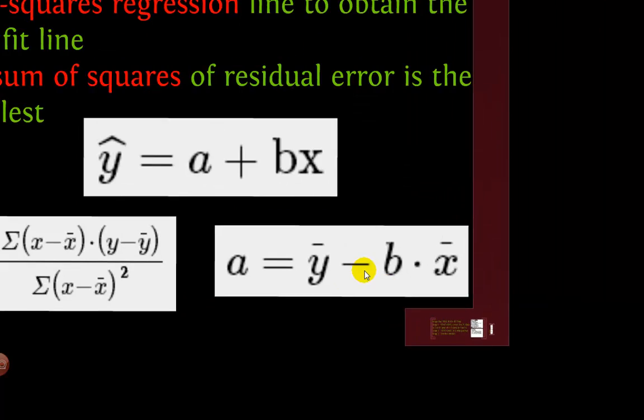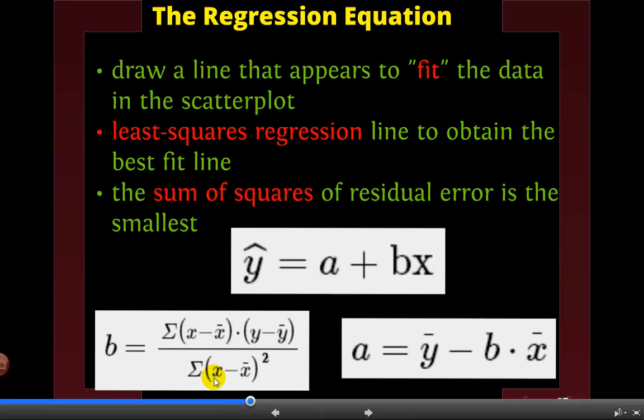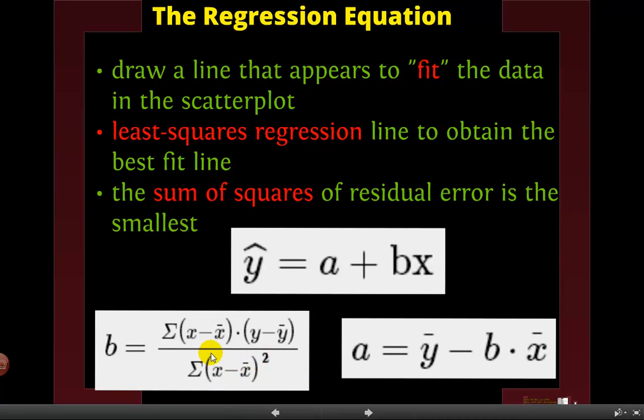And to calculate b, we take the sums of our x's minus the mean of x, times our y's minus the mean of y, and divide that by x minus the mean of x, squared. So we sum those things up and we divide. We will get our b.